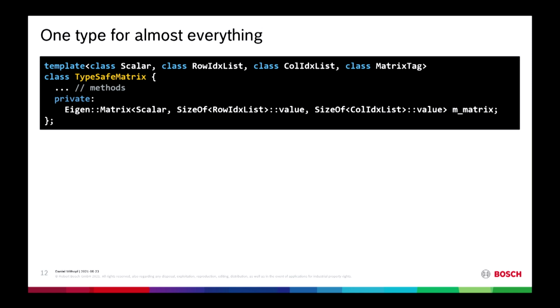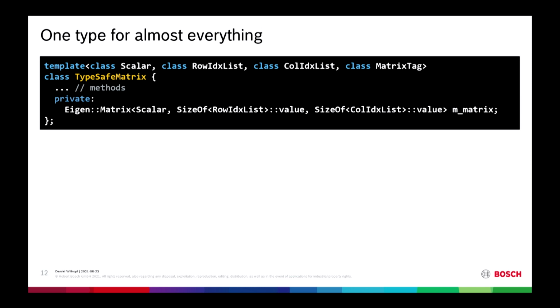Now let's move on to the first type in the library that I wrote, actually. It's called, as the library, type-safe matrix. And that class has 4 template arguments. The first one is the scalar type, so do we want to represent the matrix with float or double? The second argument is a row index list. It's a type list that contains these indices that we've seen on the previous slide. A column index list that contains the column indices. And last but not least, we have to specify a matrix tag.